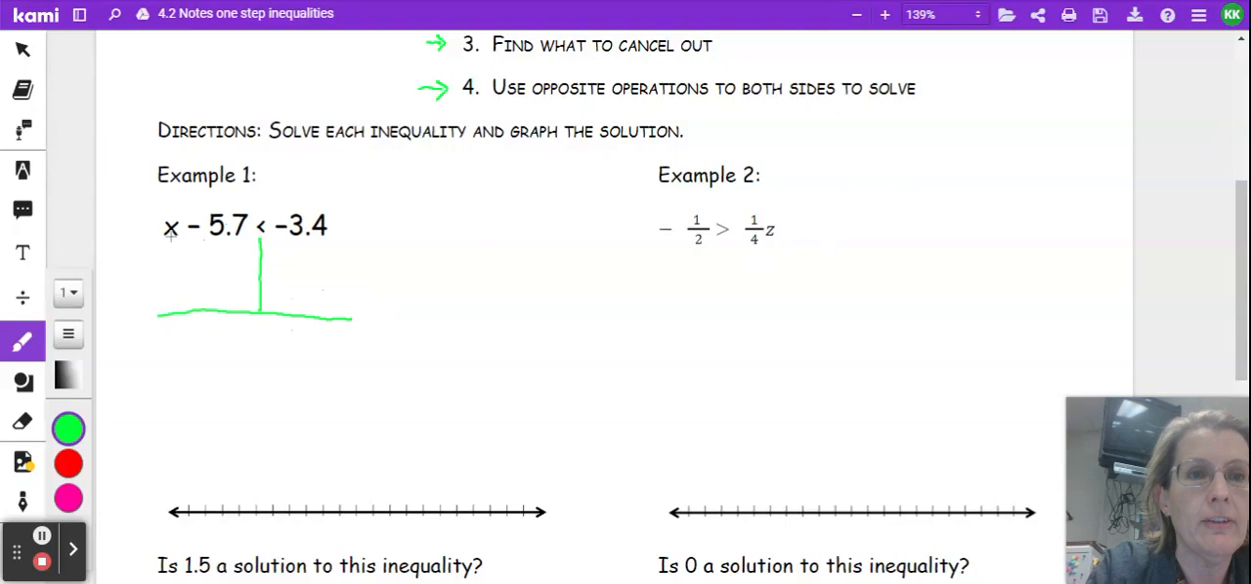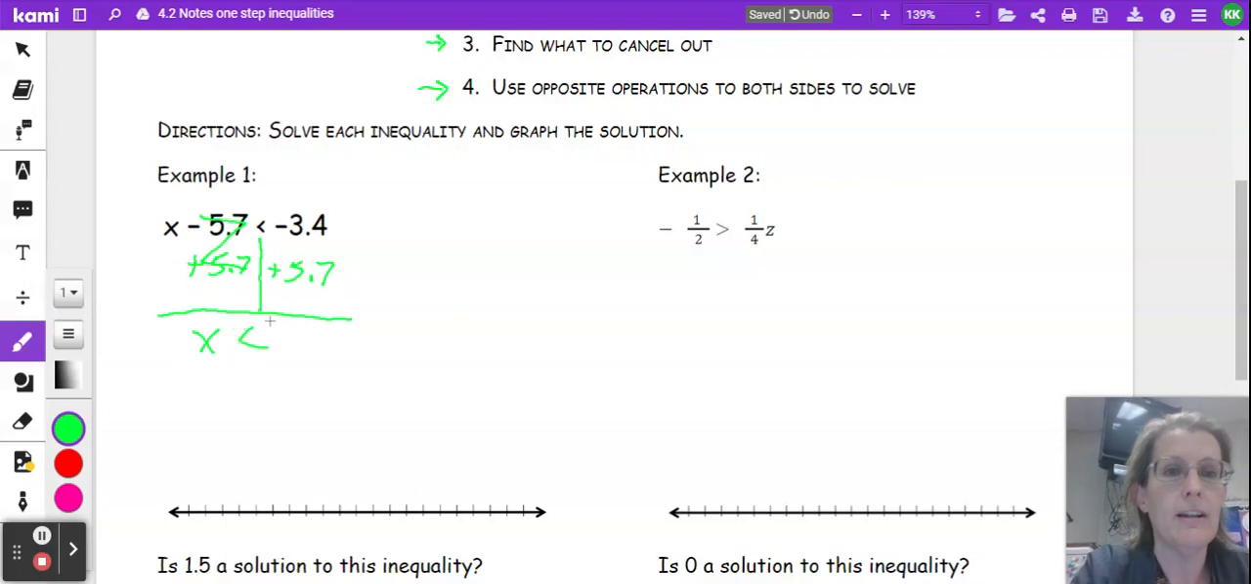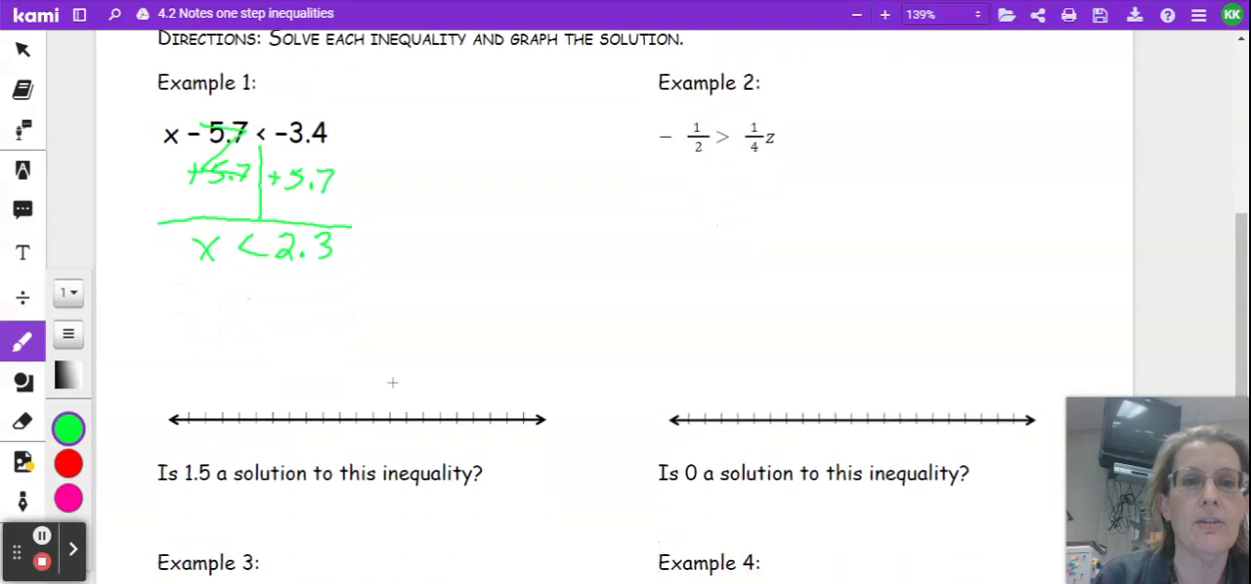I find my variable x. This is a negative 5.7 or a minus 5.7. So I'll use a positive 5.7, or add 5.7, to both sides. It zeros out over here, just like with equations. I bring down my x, I bring down my inequality sign, and then you can use the calculator for this part: negative 3.4 plus 5.7, and we will get 2.3. So x is less than 2.3.